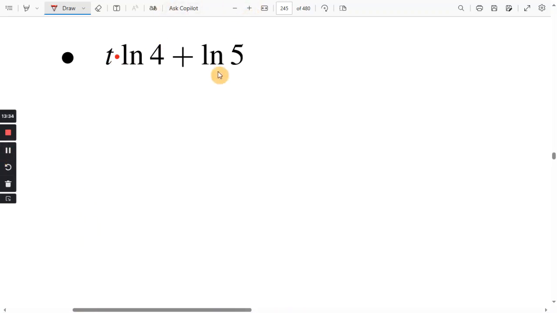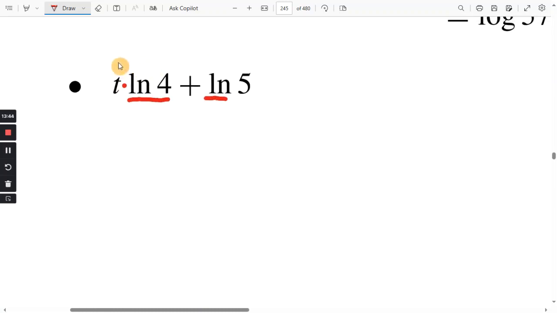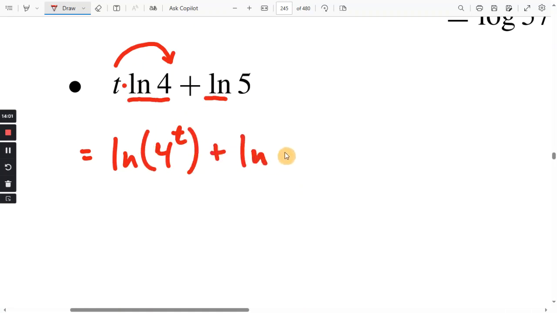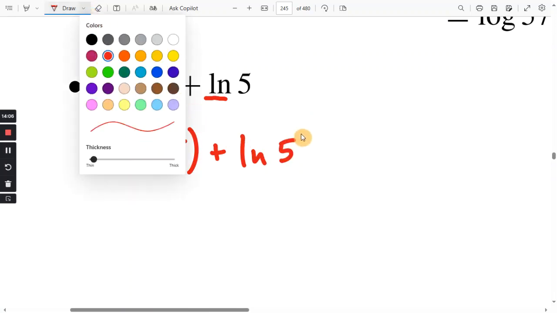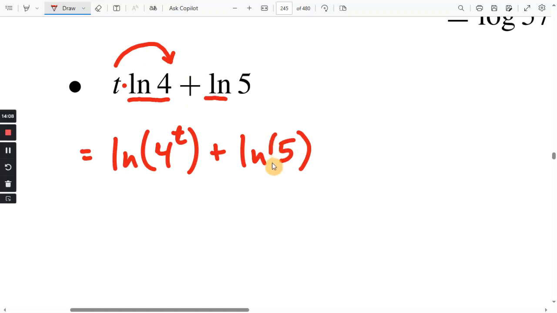All right, so we have an ln plus ln right here with no coefficient, but we have a coefficient here of t. So we need this ln of 4 by itself. We're going to take the t and make that the exponent on the 4. All right, so we have ln of 4, and 4 is going to be to the power of t, and that is plus ln of 5. All right, and now we are in business. I'll put the parentheses right there. You don't need it.